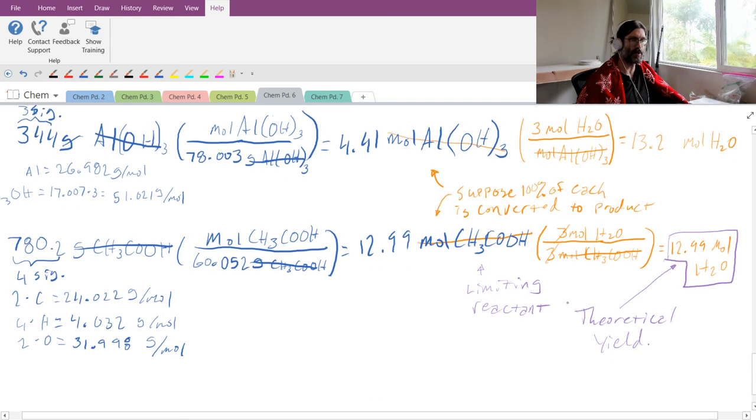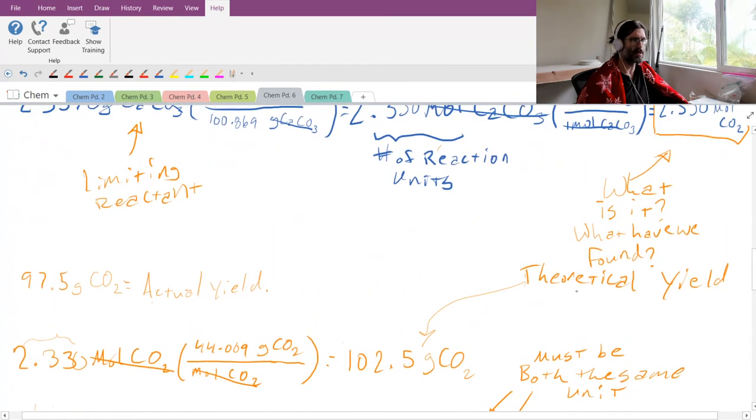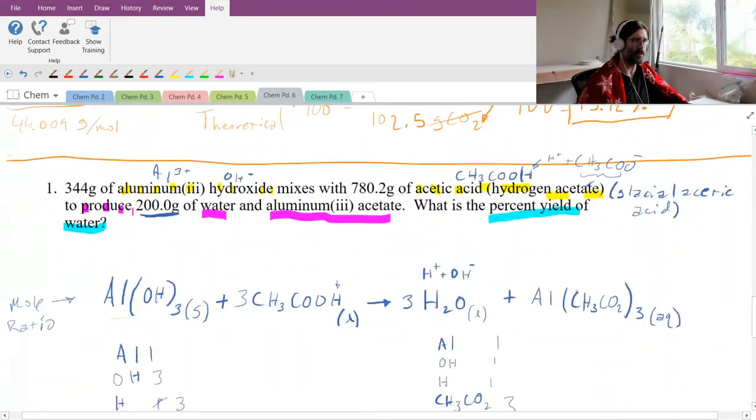How do we know that it's the limiting reactant? Remember what we said. It's the lower one, the least. It's the thing that runs out first.